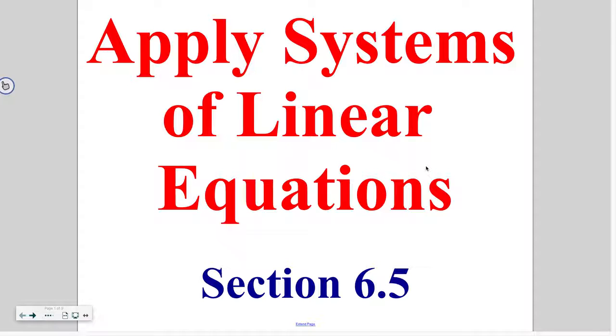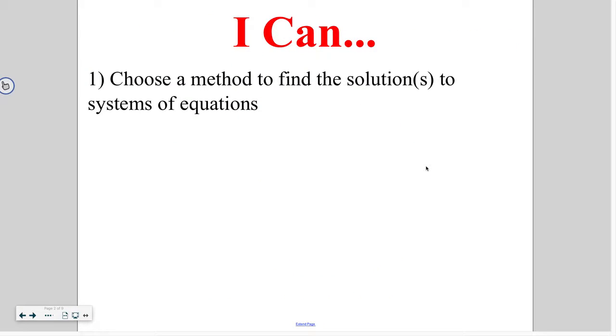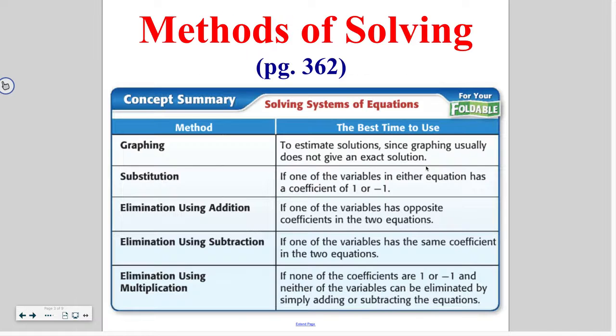Hello class, today we are going to talk about applying systems of linear equations, which is section 6.5. By the end of today's lesson, you will be able to choose a method to find the solutions to the system of equations. So, we've talked about 5 different methods. In all reality, 3 different methods. The last one just has multiple types.